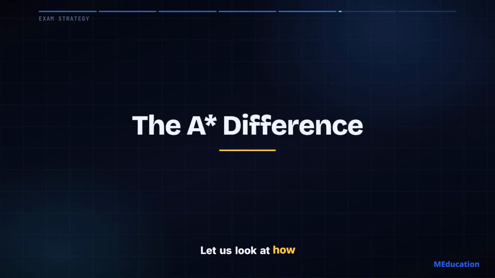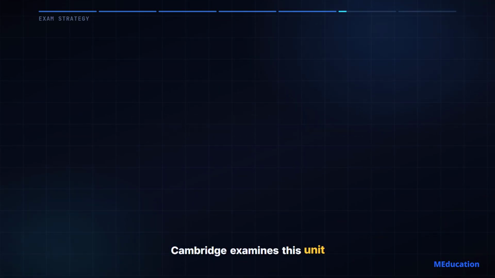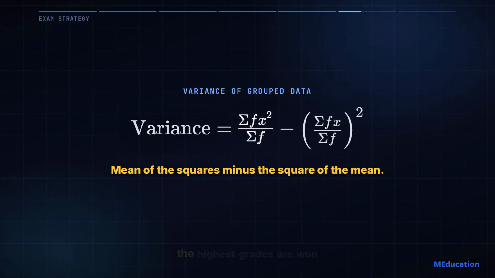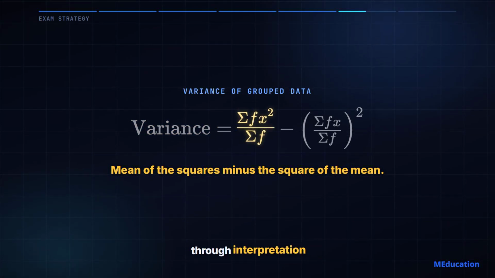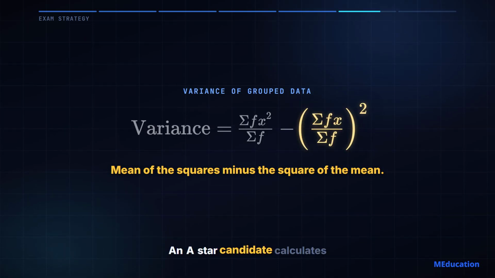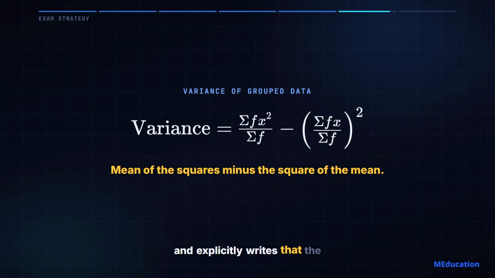Let us look at how Cambridge examines this unit. You will need to instinctively recall formulas like the variance for grouped data. But remember, the highest grades are won through interpretation. A grade B candidate calculates the standard deviation perfectly. An A-star candidate calculates it, notices it is smaller, and explicitly writes that the data is more consistent.